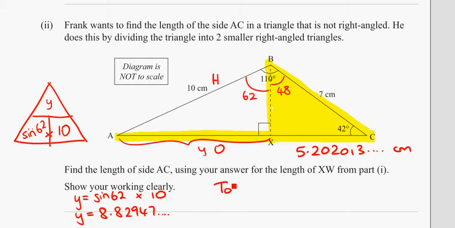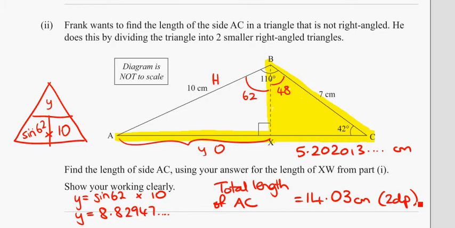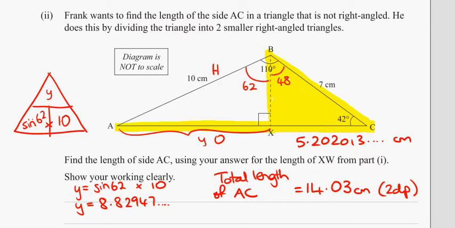So therefore the total length of side AC is going to equal the 5.202 added to the 8.8. We'll do some rounding as well. If you look at your calculator, 14.03 centimetres, and I've rounded that to 2 decimal places. Right, so lots of ways to do it. You might have chosen a different way, as long as you get the right answer.